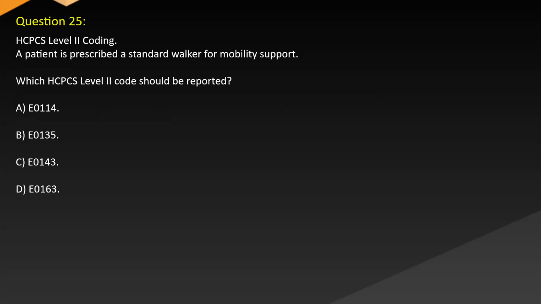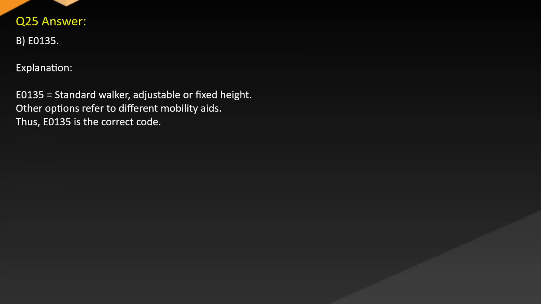Question 25. HCPCS Level II coding. A patient is prescribed a standard walker for mobility support. Which HCPCS Level II code should be reported? A, B, C, D. Answer B. Explanation: E0135, walker, adjustable or fixed height. Other options refer to different mobility aids, thus the chosen code is correct.